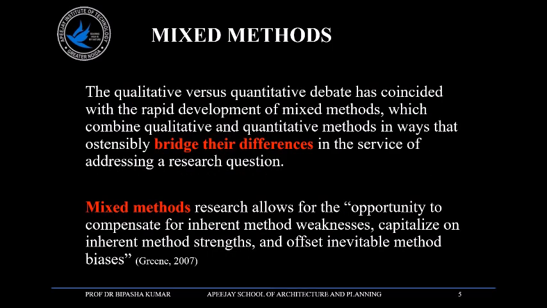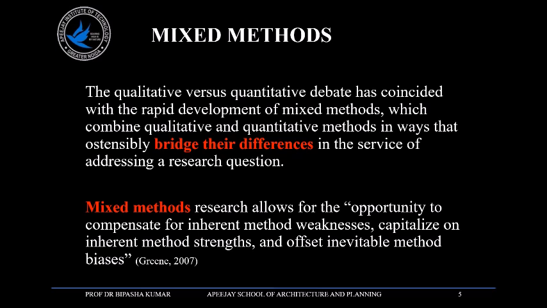Next is the mixed methods. The qualitative versus the quantitative debate has coincided with the rapid development of the mixed methods, which combine qualitative and quantitative methods in ways that ostensibly bridge their differences in the service of addressing a research question. So you see, mixed method research allows for the opportunity to compensate for inherent method weaknesses, capitalize on inherent method strengths, and offset inevitable method biases.